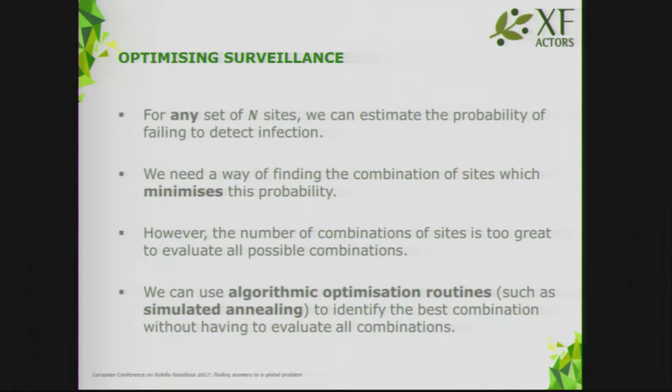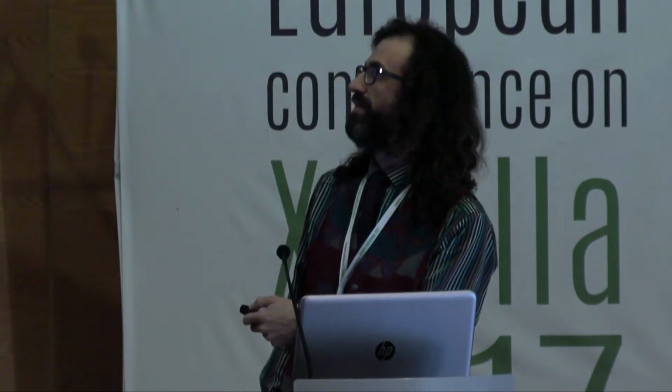Okay, so to recap, for any set of n sites, we can estimate the probability of failing to detect infection for a particular pattern of surveillance. What we need now is a way of finding the combination of n sites which minimizes this probability. So we're minimizing the probability that we miss infection. However, the number of possible combinations of sites is far too great to evaluate all of them. So we need to use algorithmic optimization routines to identify this best combination. In our case, we use a process called simulated annealing.